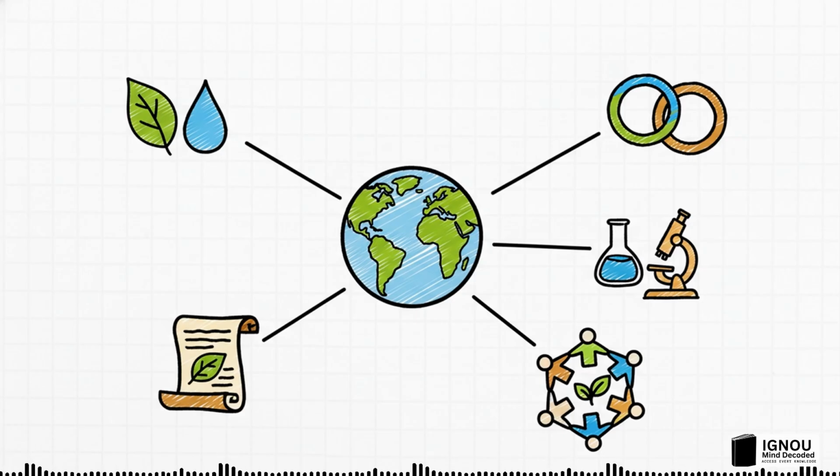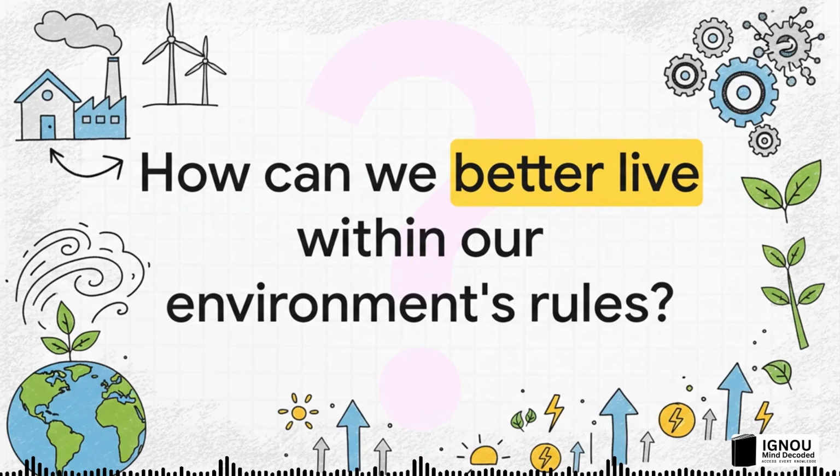Fourth, to understand all this, we need a team approach with lots of different fields of science. And finally, public awareness matters. Every single one of us has a role to play. So I'll leave you with this one final thought. Now that we understand the basic components and the rules of our environment, the real challenge for all of us is right here on the screen. How can we get better at living within those rules?